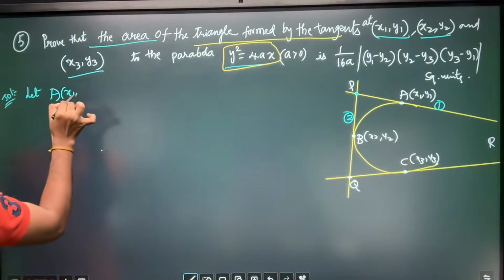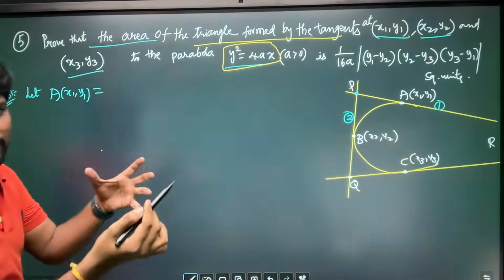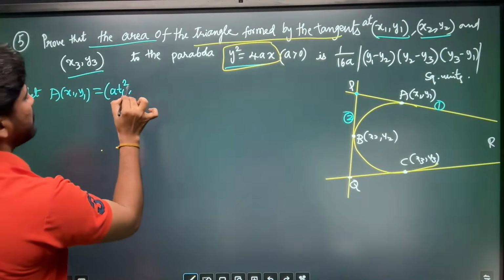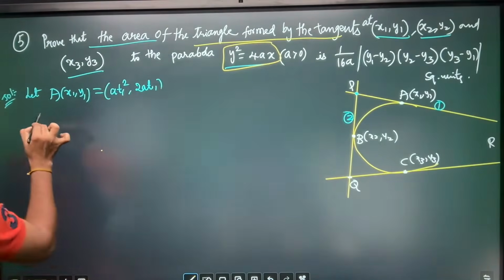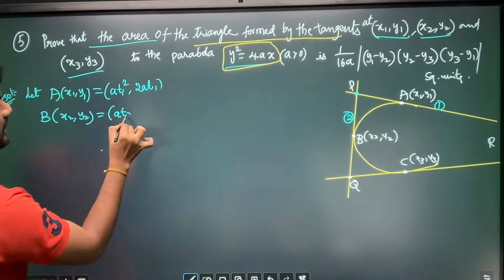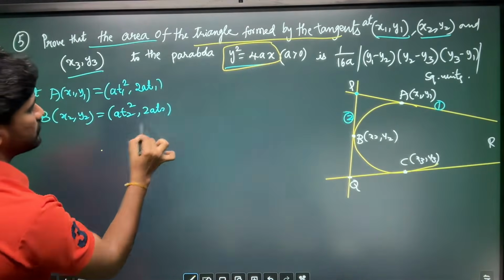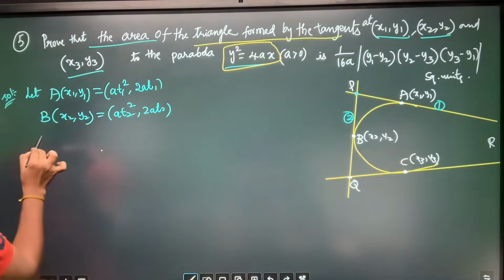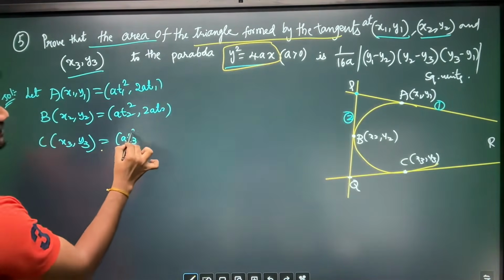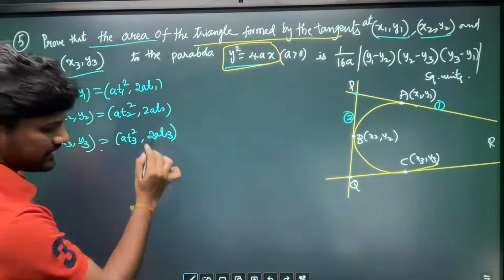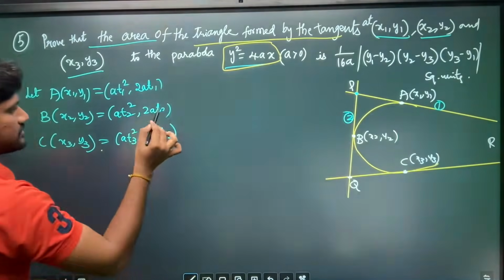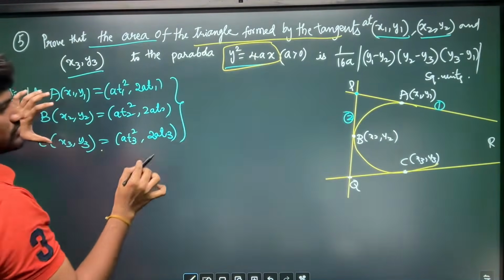Capital A, x1 comma y1, I am taking. What is the parametric form of the parabola? At square comma 2at. Capital B, x2 comma y2 is equal to a t2 square comma 2a t2. Capital C, x3 comma y3 is equal to a t3 square comma 2a t3. Clear?